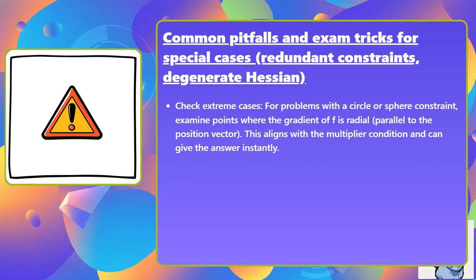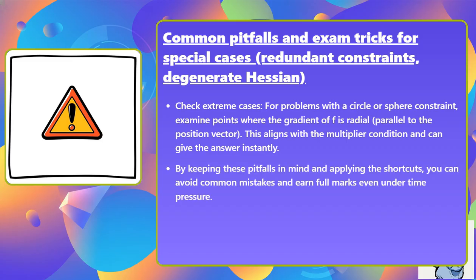Check extreme cases. For problems with a circle or sphere constraint, examine points where the gradient of f is radial, parallel to the position vector. This aligns with the multiplier condition and can give the answer instantly. By keeping these pitfalls in mind and applying the shortcuts, you can avoid common mistakes and earn full marks even under time pressure.